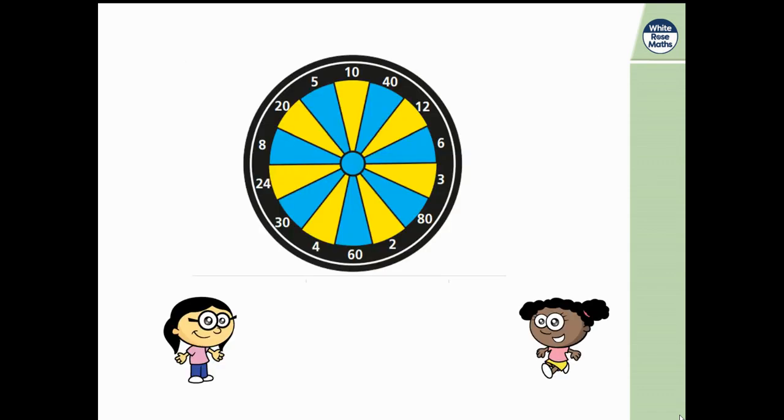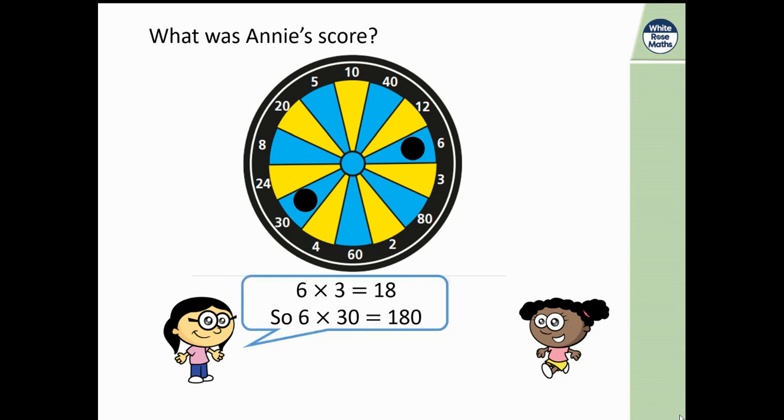Okay, so let's have a look at this last challenge. So for this game, the girls have to throw a counter and see where it lands. So that's landed on 6 here, and that's landed on 30. They then need to multiply the digits to get their totals. So this girl here has thrown 30 and 6, so she's going to multiply that. So what was Annie's score? She multiplies 30 by 6. If you know that 6 times 3 is 18, what's 30 by 6 going to be? So 6 times 3 is 18, so 6 times 30 is going to be 180.